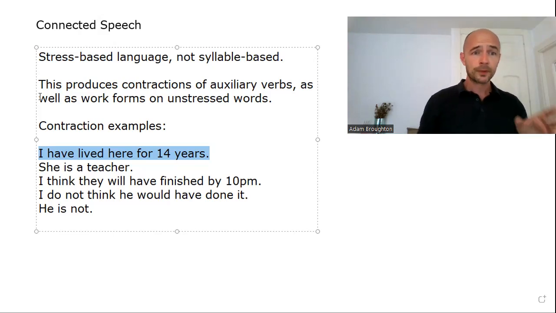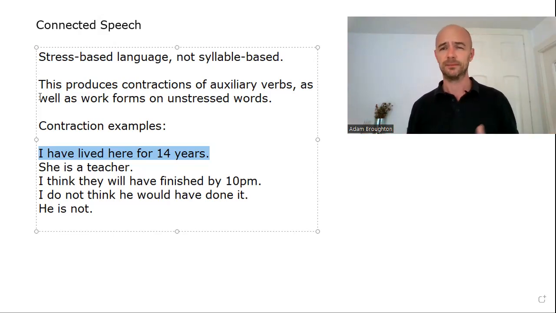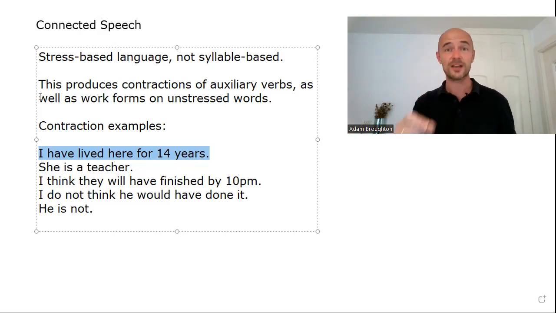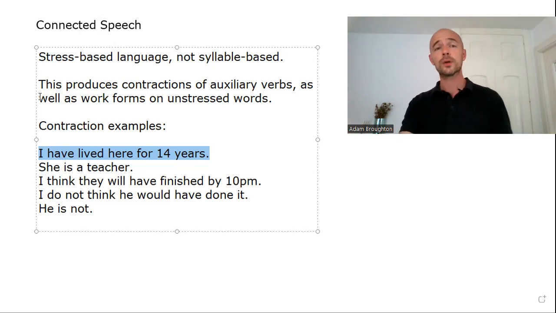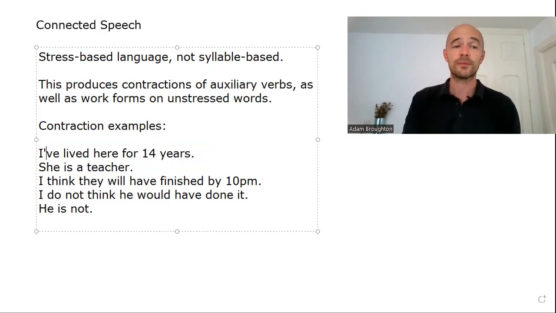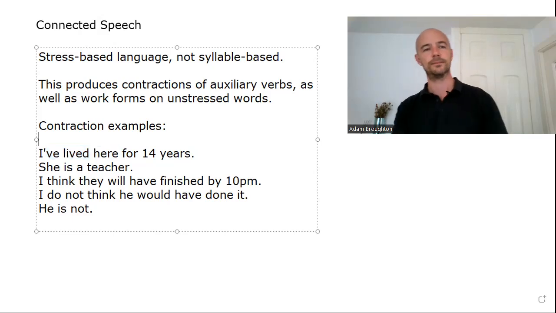If I say, for example, "I have lived here for 14 years" in an uncontracted way, it sounds a little bit strange, too formal, and it sounds like I'm emphasizing the sentence. So you do want to contract all auxiliary verbs when it's possible and relevant to. So, I've lived here for 14 years. And again, you can hear the D becoming part of "here." I've lived here, I've lived here for 14 years.